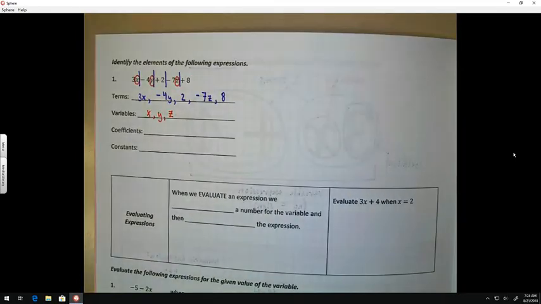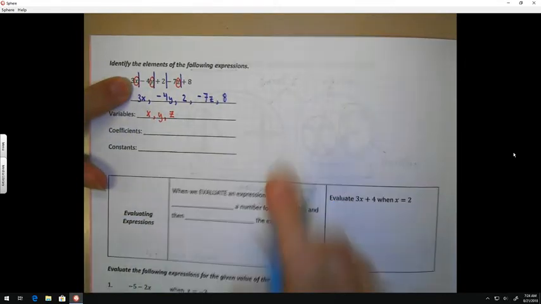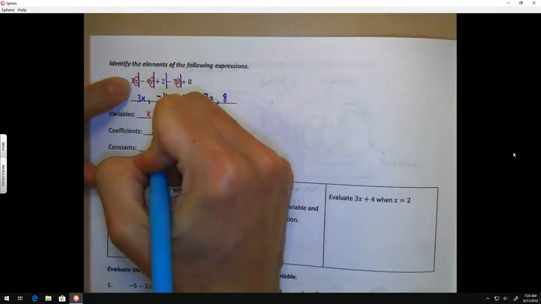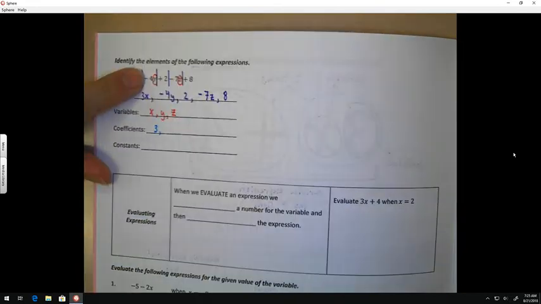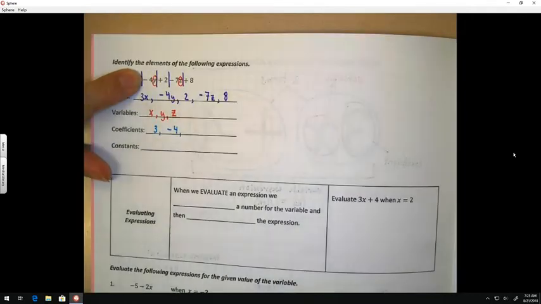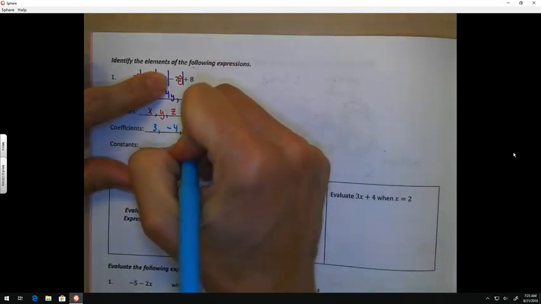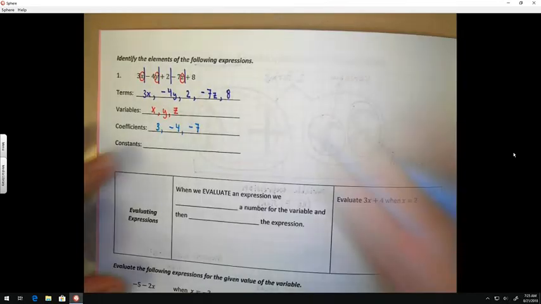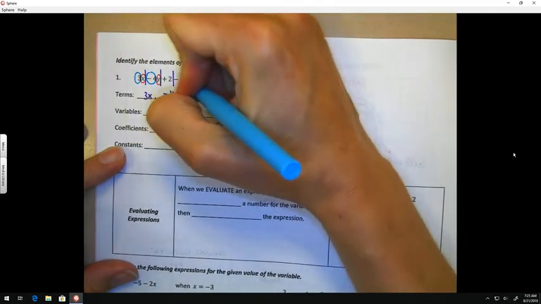Now the coefficients, I know my coefficients are going to be attached to those variables. So to find the coefficients, I'm going to look for my variable x, and I find that has a positive 3 attached to it. For my next variable y, what's attached is a negative 4. We have to be careful to take those signs with us. And then attached to the z, I have a negative 7. So I can circle those in blue as well so we can see those with their signs.